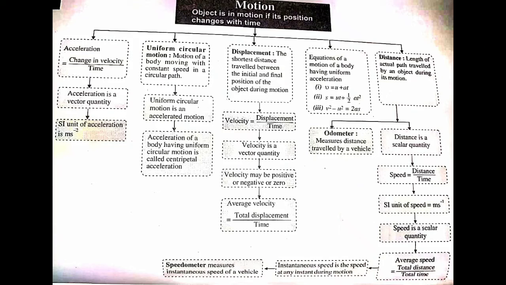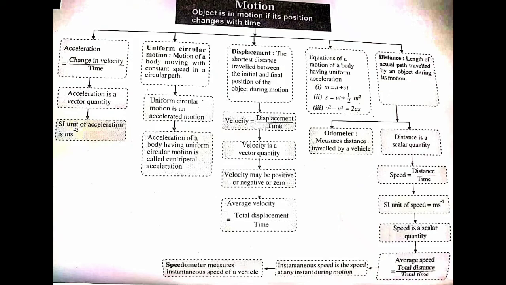About the distance: it is the length of the actual path traveled by an object during its motion, and the instrument which measures the distance traveled by a vehicle is known as the odometer. Distance is a scalar quantity. From the distance we come to know about one more physical quantity, that is speed, and speed is given as distance by time. The SI unit of speed is meter per second. Speed is a scalar quantity.